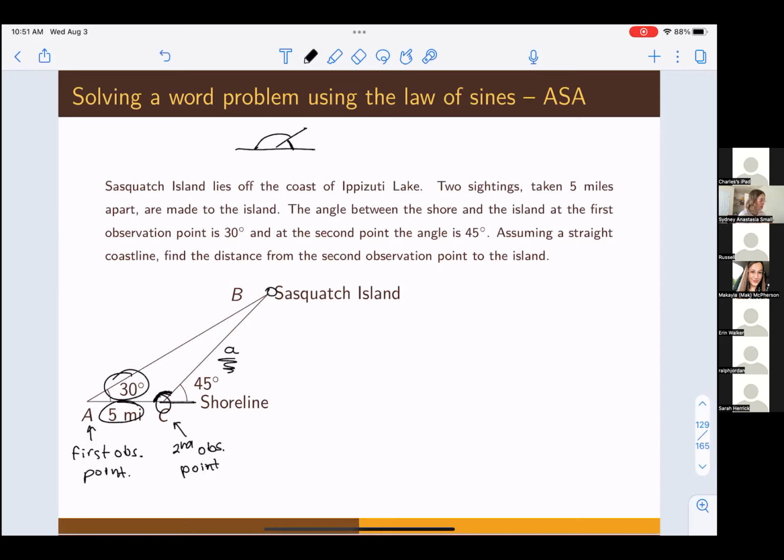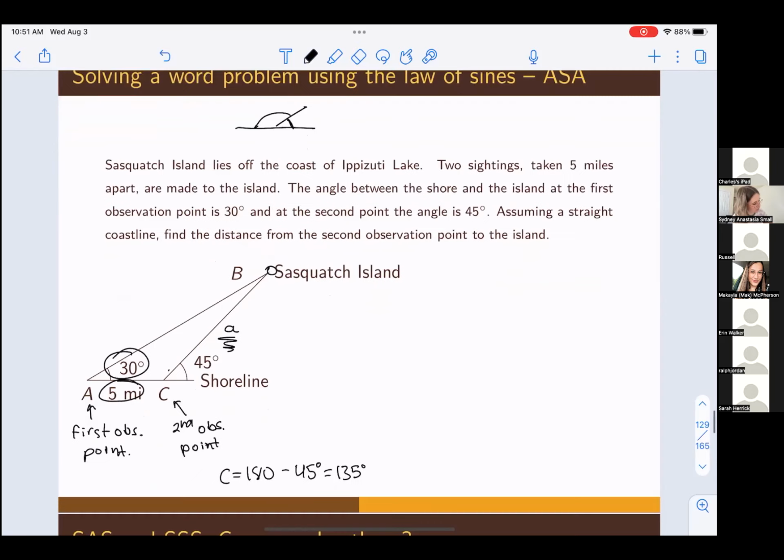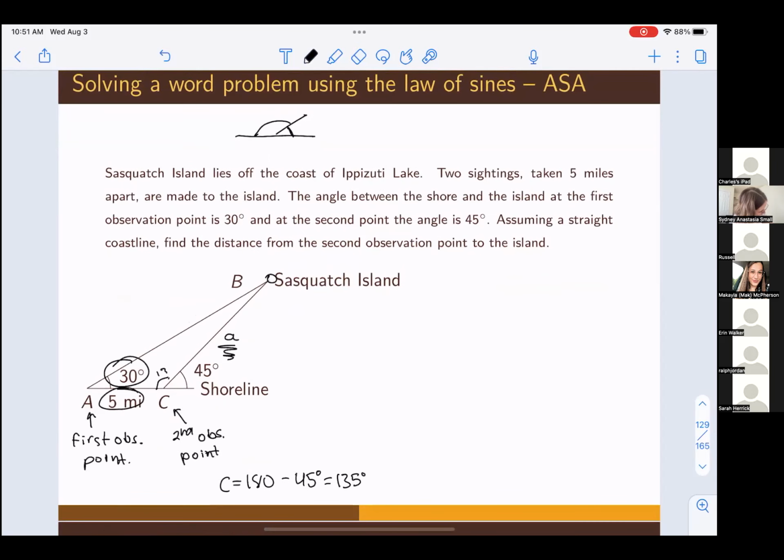So we can solve for what that missing angle is, and that missing angle is C. So just doing that, we get that C is equal to 180 minus 45 degrees because they're supplementary. So 135 degrees. Okay, cool. Now we have an angle side angle triangle to work with. We know the measure of two angles and the side length between them. Cool. So now how do we solve for side A?